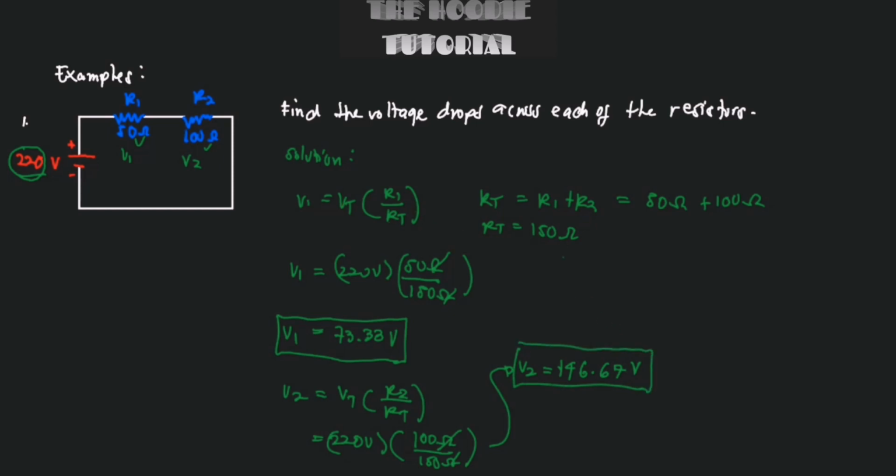In series circuits, we all know that the voltage source is equal to V1 plus V2. Our voltage source is 220 volts, which equals V1, 73.33, plus our V2, 146.67 volts. So let's check if these two are equal. That is 220 volts. Therefore, V1 is correct and V2 is correct. So that's it for example number 1. Let's go to example number 2.